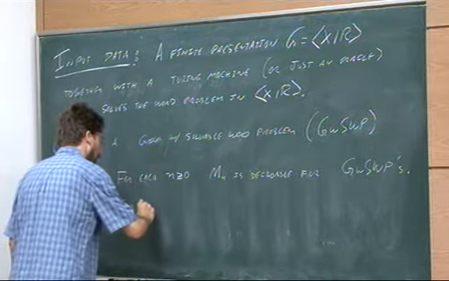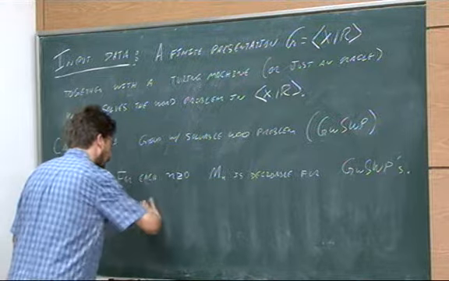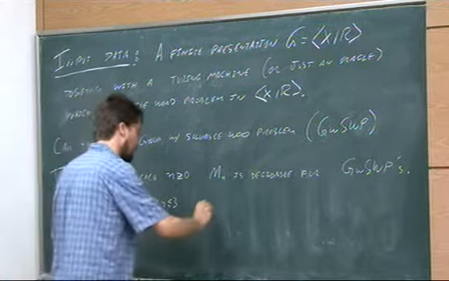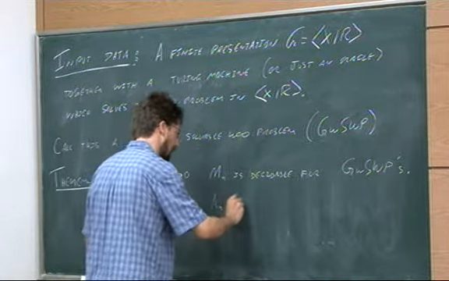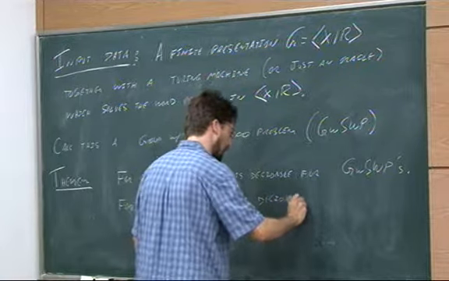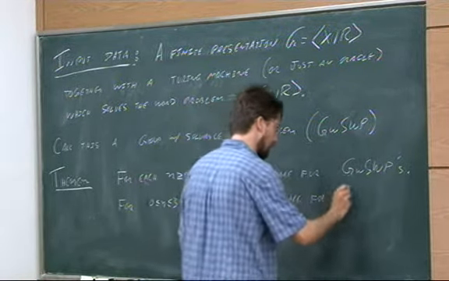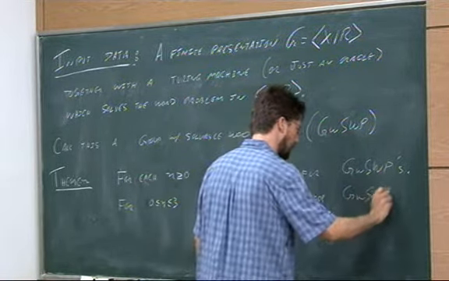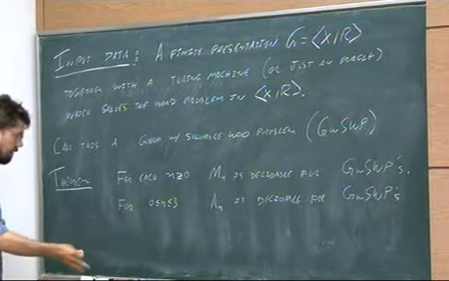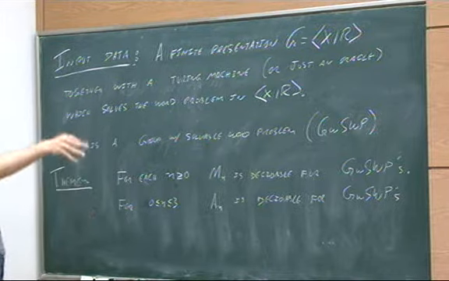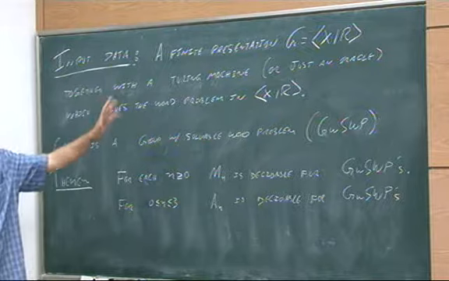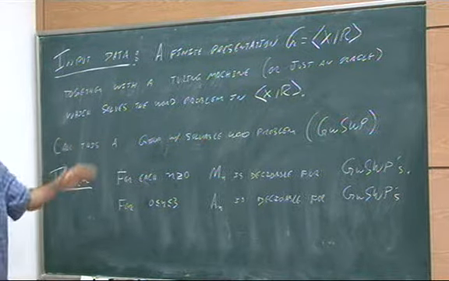And now for n between 0 and 3, a sub n is decidable for these groups with solvable word problems. And so that's the theorem, and I'll draw a little table over here to show you which of these are interesting and which of them are not.